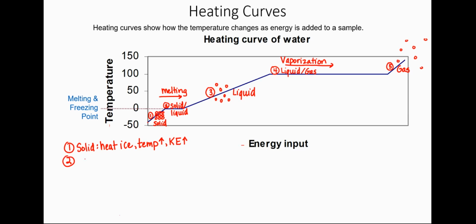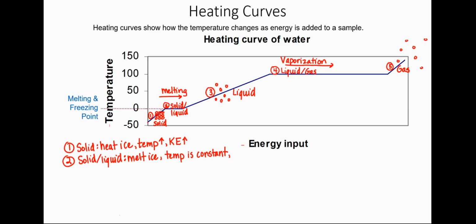Then at step two, we have a mix of solid, ice, and liquid water. So we have this solid liquid mix. And what we are doing is we are melting the ice. So all the added energy goes into melting the ice. So temperature is constant. For water, constant at 0 degrees. Temperature is constant. Then where is all that added energy going?